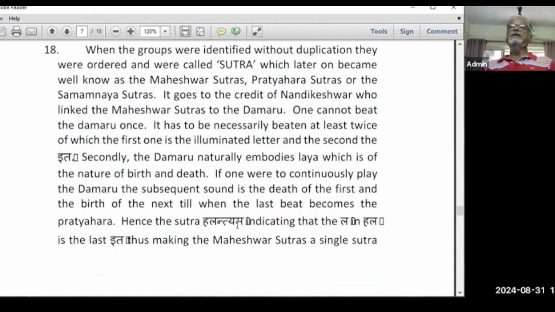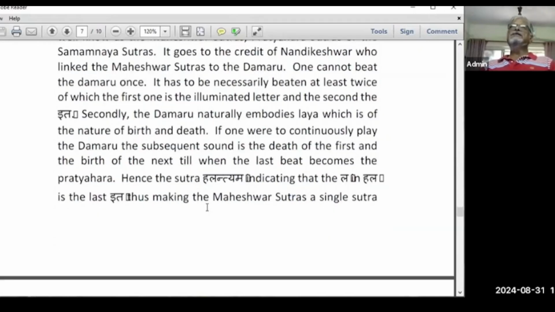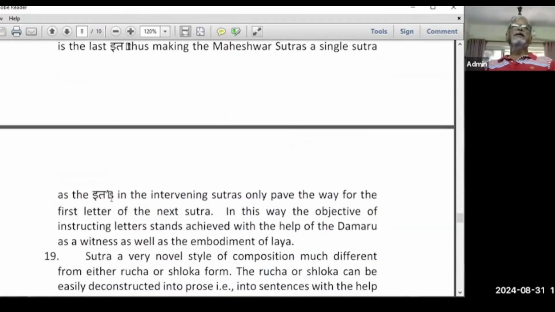Hence, the Sutra Halantyam, indicating that the La in Hala is the last it, thus making the Maheshwar Sutras a single Sutra, as the it in the intervening Sutras only pave the way for the first letter of the next sutra. In this way, the objective of instructing letters stands achieved with the help of the Damaru as a witness as well as the embodiment of Laya.